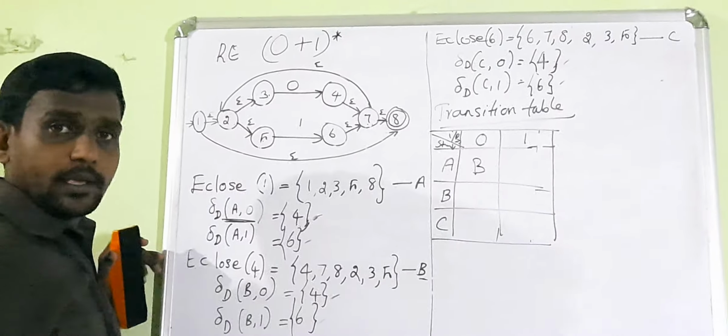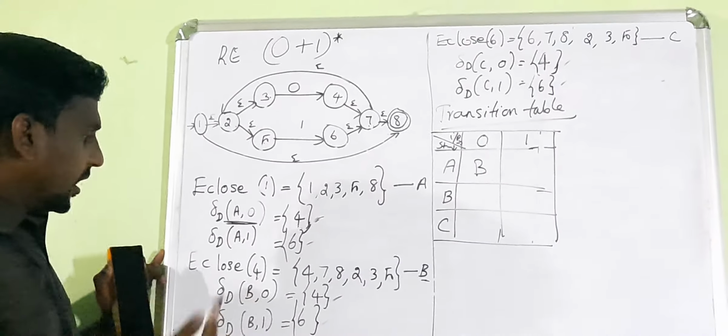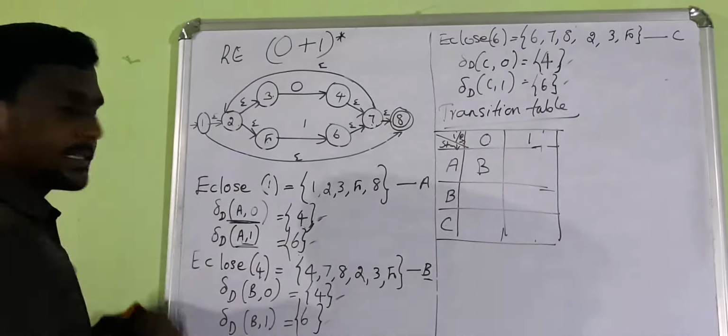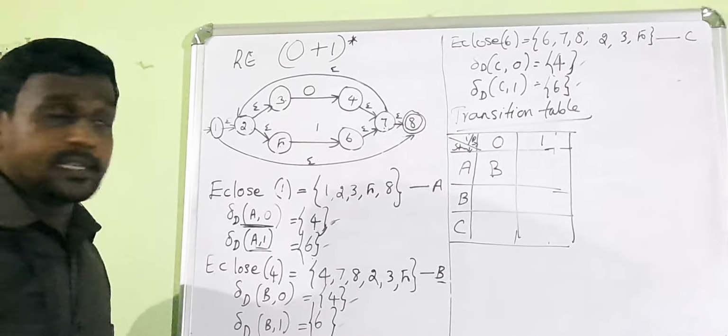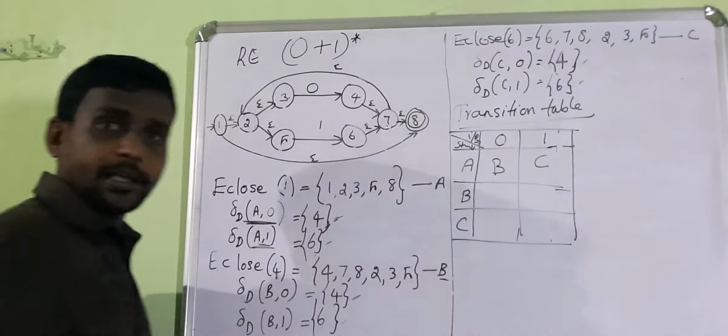Clear? Okay. Now A comma 1 I have to find. So where do I check delta of A comma 1? Here it is. Delta of A comma 1, A comma 1 is 6. Clear? 6. Then I have to check the e-closure of 6. What is the e-closure of 6? That is C. Clear? Okay.